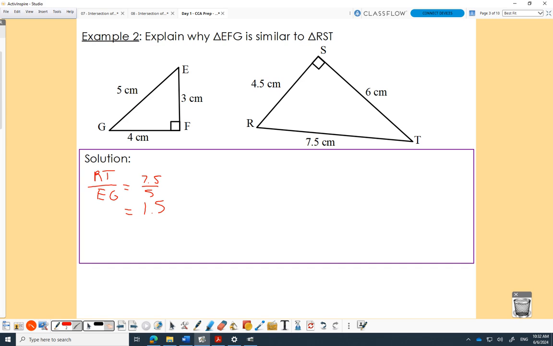Next, I go the next biggest one. That's how I match them up. The next biggest one in this triangle is the ST. ST over the middle one in here, which is GF.